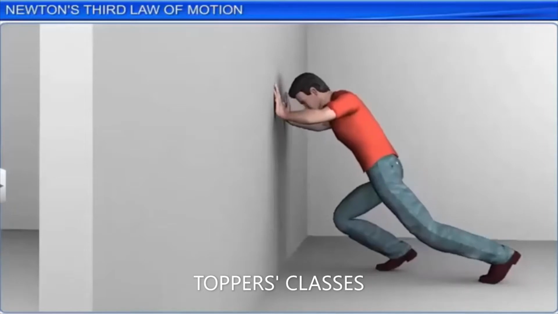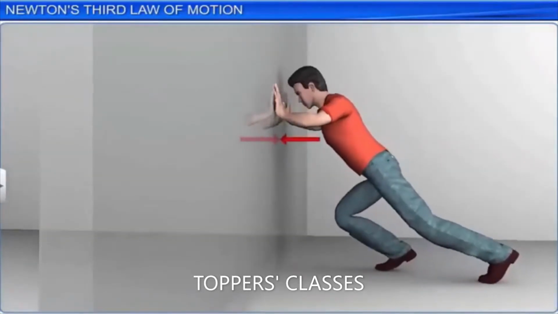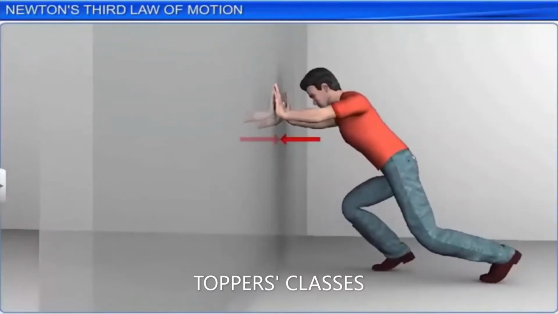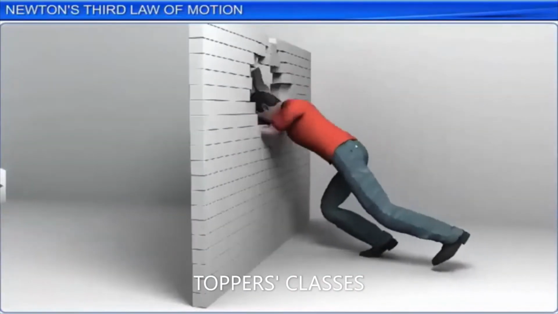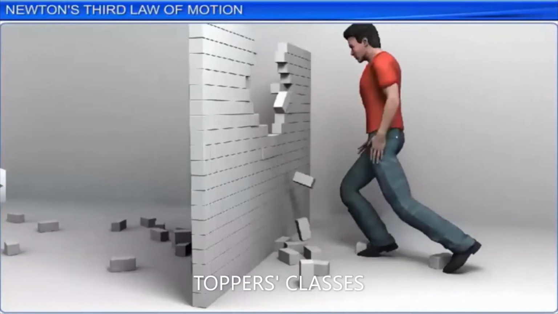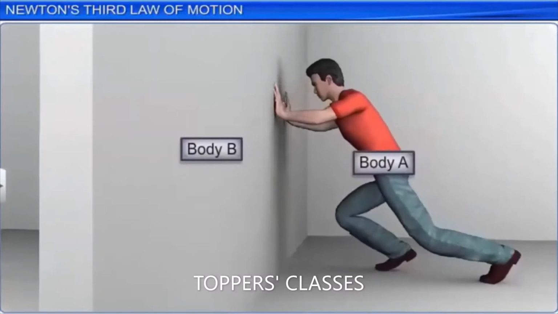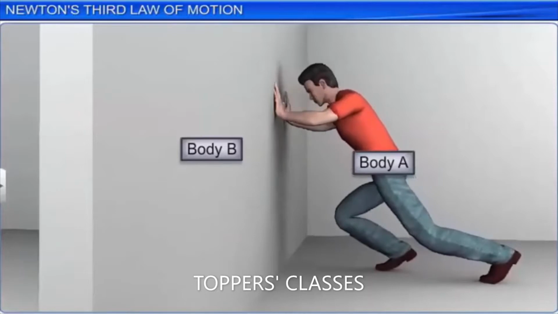When a man applies a force on a wall, the wall offers an equal and opposite force, and the outcome of this interaction is that both the man and the wall are at rest. If the force applied is huge, deformation can happen in the wall and it may fall down. In this example, there are two bodies and two forces in this interaction.